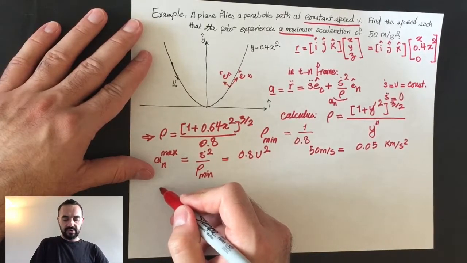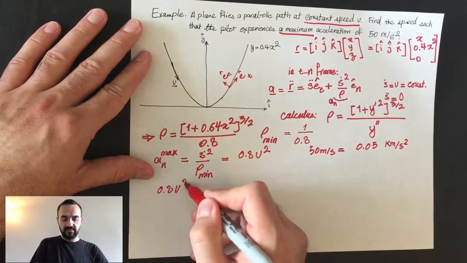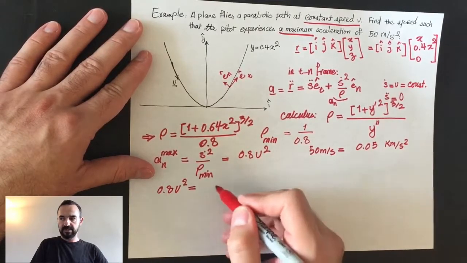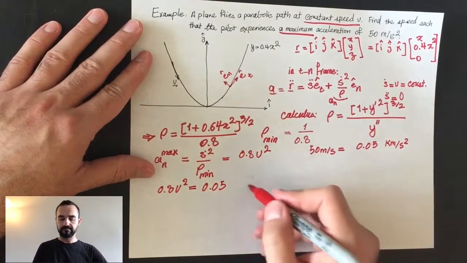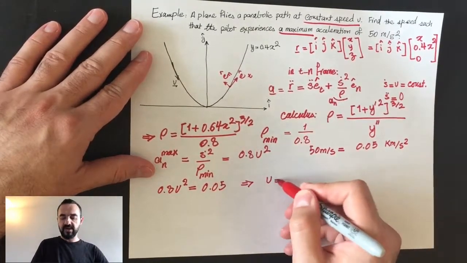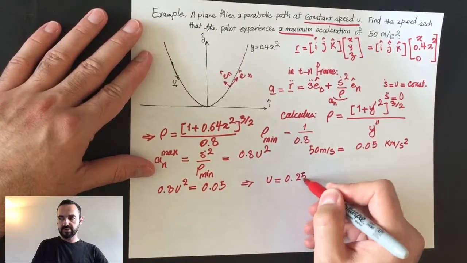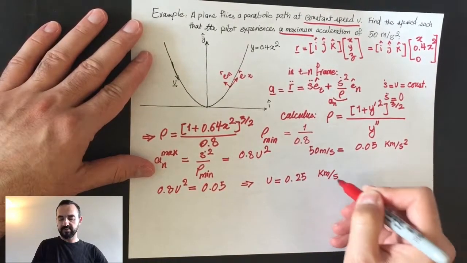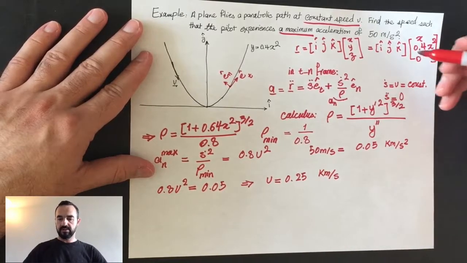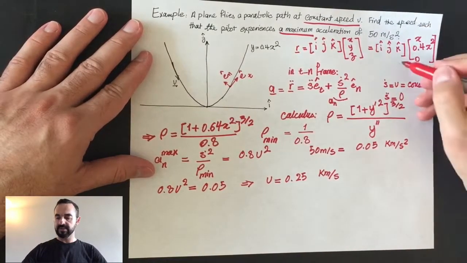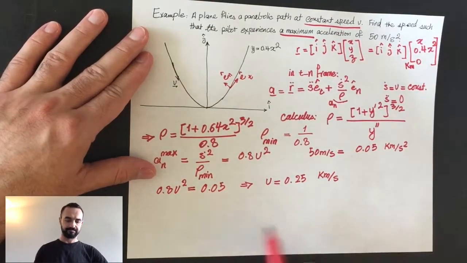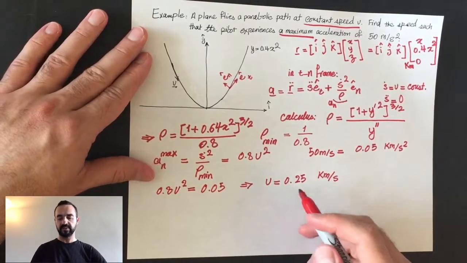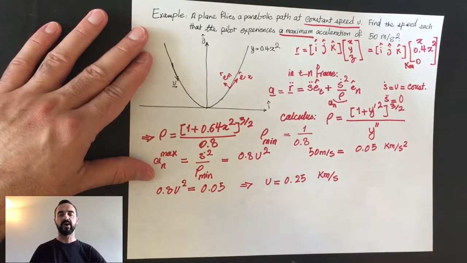So 0.8 v squared is equal to 0.05. Therefore, v is equal to 0.25 kilometers per second. I forgot to mention that these are all in kilometers. So now this is what we are looking for. V is equal to 0.25 kilometers per second.